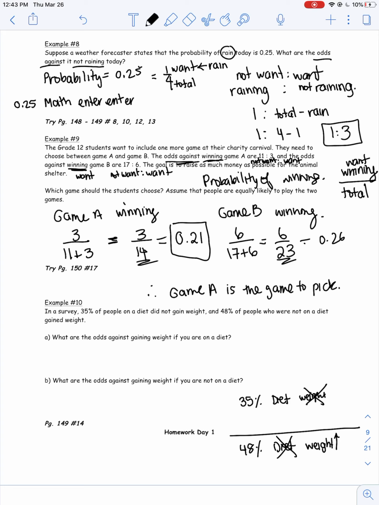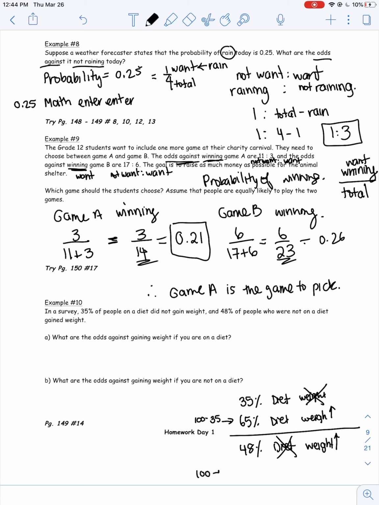So in the first case, we're going to have to go 100, take away 35, and that will equal 65 students, or 65% of the population. So we had to get this number by doing 100 minus 35, because all your percentages should always add up to 100 if you're talking about probability. So these are the people that were on a diet, but their weight did increase.